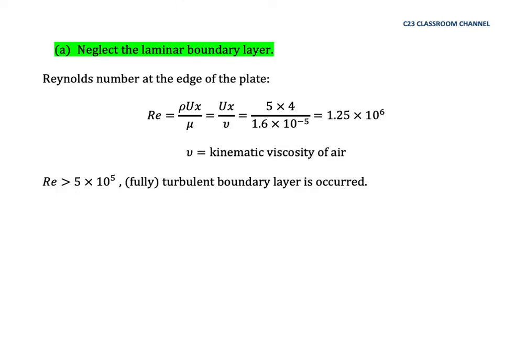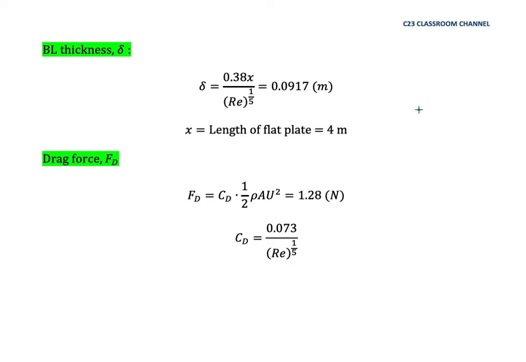So we start with A. We neglect the existence of the laminar boundary layer, which means we assume it is 100% turbulent boundary layer. So we could check the Reynolds number. We get 1.25 times 10 to the power of 6, so it is turbulent. Then we could use the idea of the power law. We get delta around 0.0917 meters. And then we could calculate the drag force using the CD here. So we get 1.28 Newton.